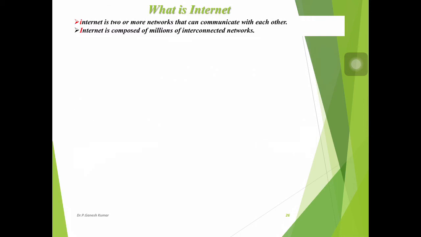The one is a small i. In internet spelling, if I mention a small i, it means two or more networks that can communicate with each other. It is something like an intranet. Whereas if we mention a capital I in that spelling, it is composed of millions of interconnected networks, that is going to be a WAN network.